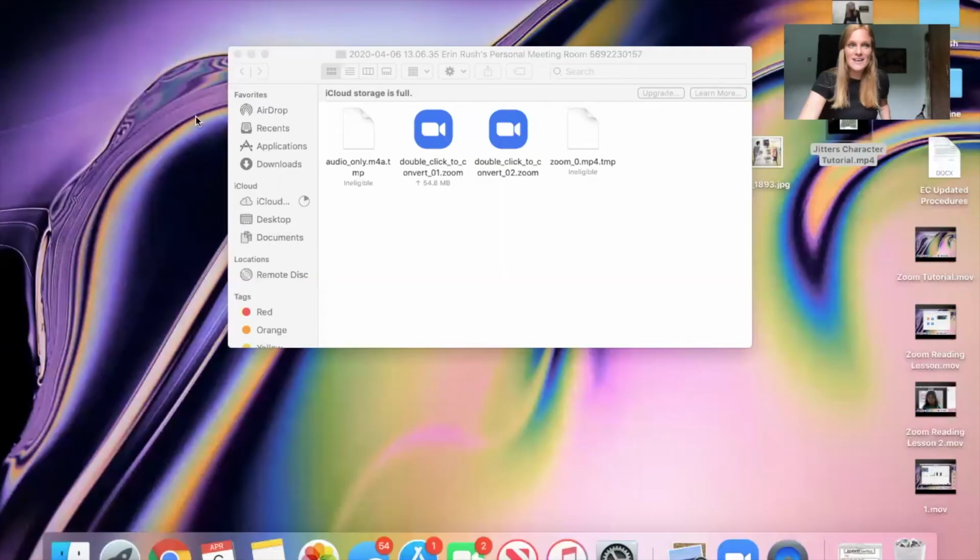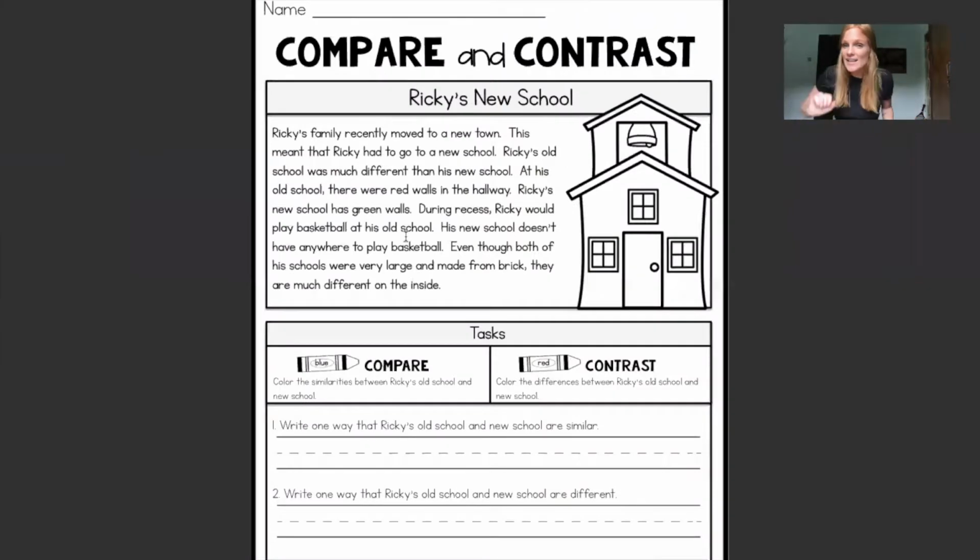So today I'm going to help you with your worksheet called Compare and Contrast. The title is Ricky's New School. If you don't have that worksheet, I want you to pause the video, go get that worksheet, and then come back. All right, so let's take a look at it. It looks just like this. Compare and contrast. Ricky's new school.